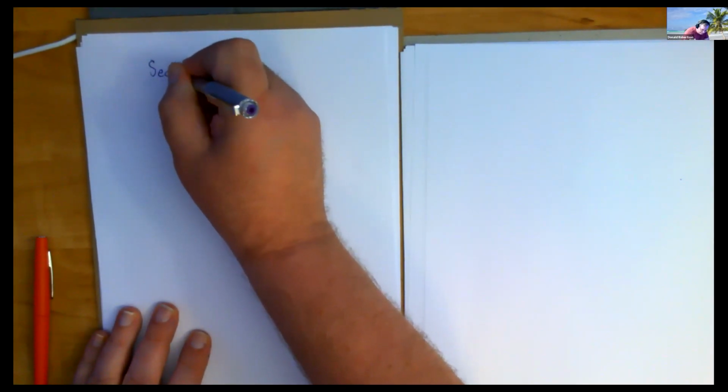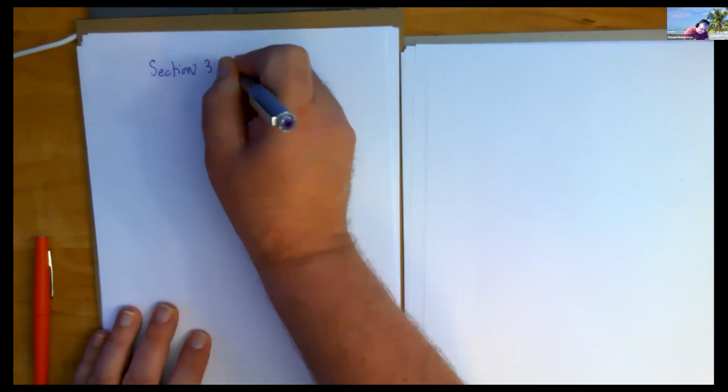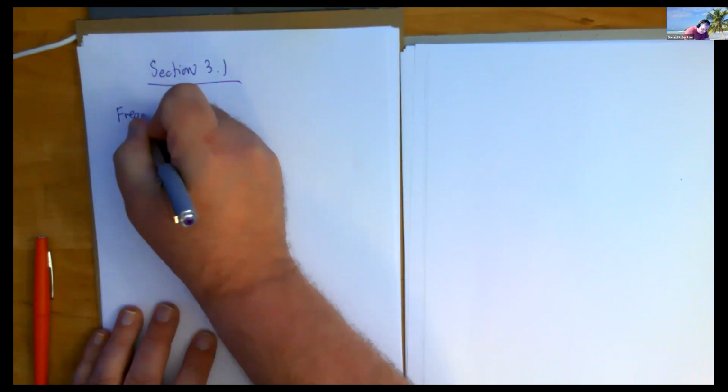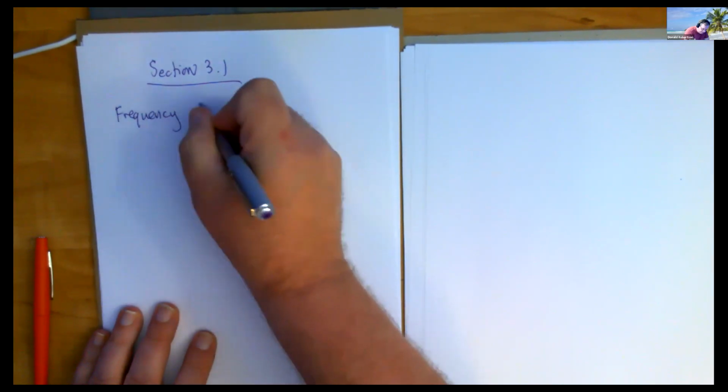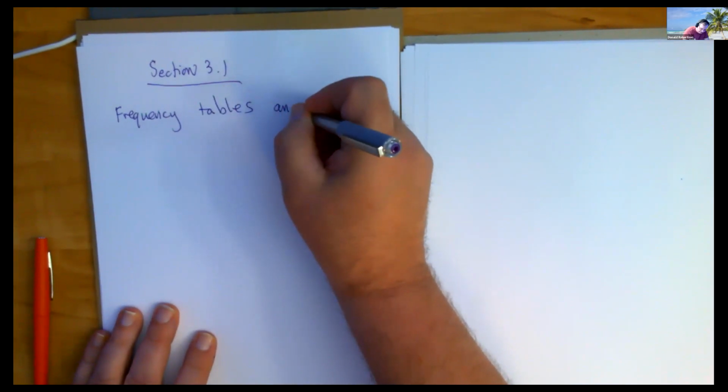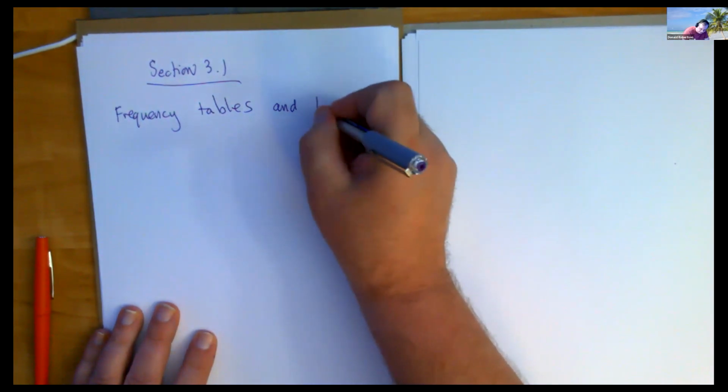So we have one more that I want to get done today, which is the one that I've been skipping. 3-1. Time to do it. Frequency tables and histograms.